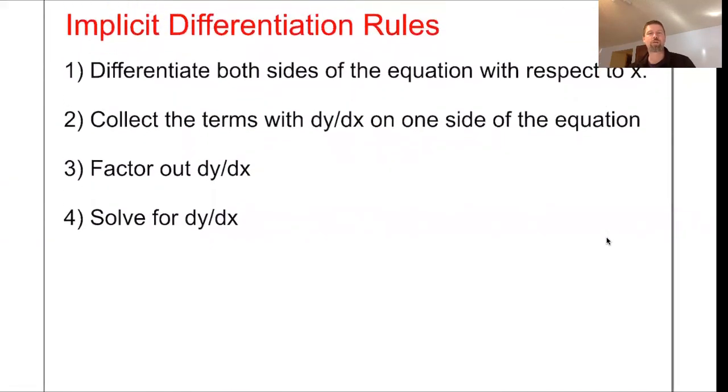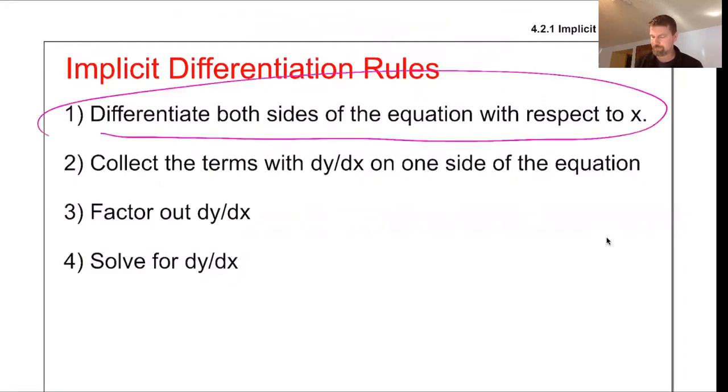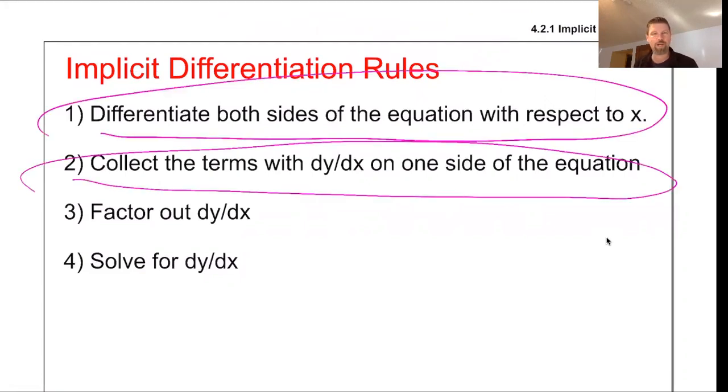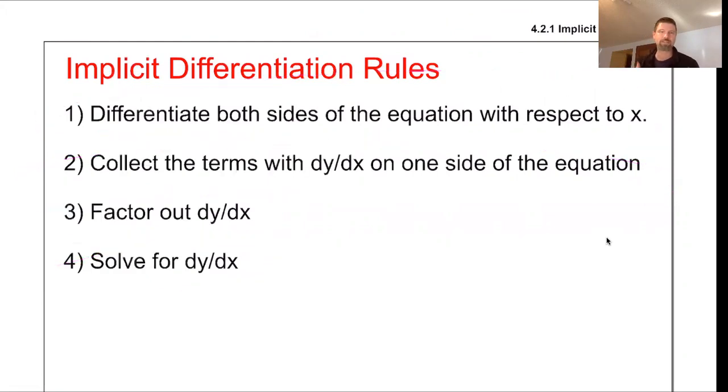All right, that is implicit differentiation. If you are a person that likes having rules, like a process to follow, here's what we did. Differentiate both sides with respect to x, collect the terms with dy/dx on one side of the equation, factor out the dy/dx if you need to, and then solve for dy/dx. Get dy/dx by itself. So if you like step-by-step processes, that might help you out.